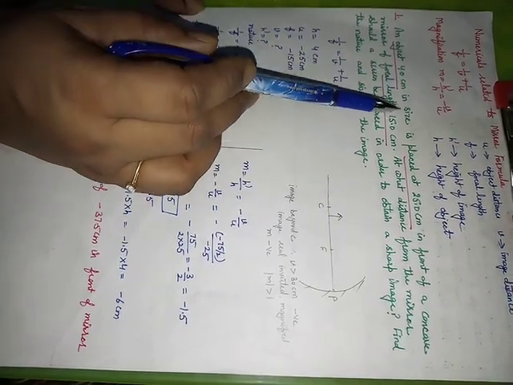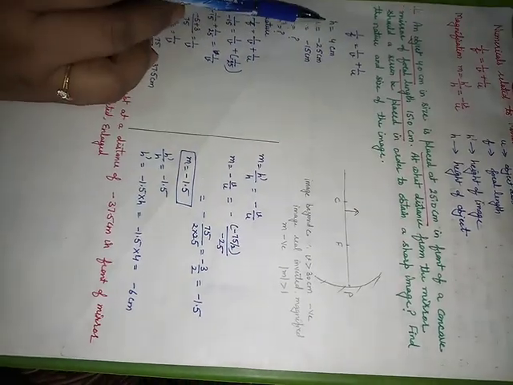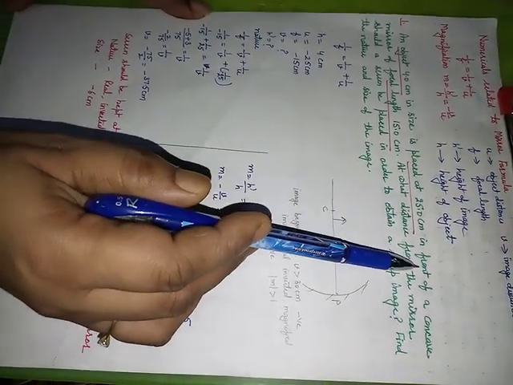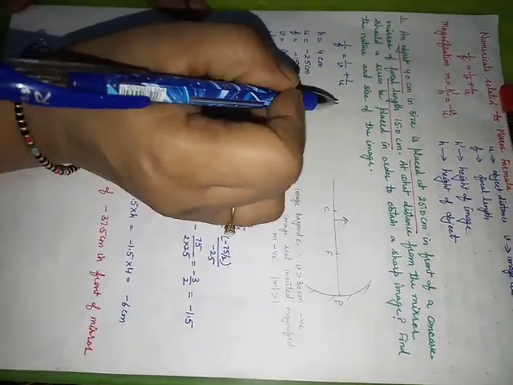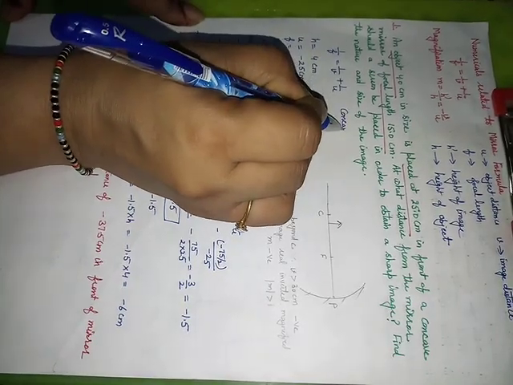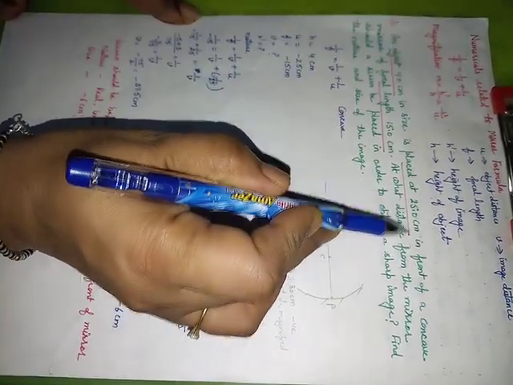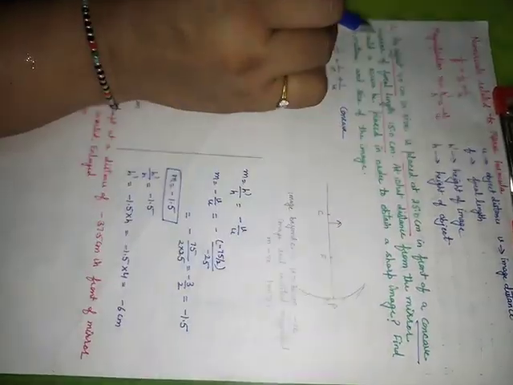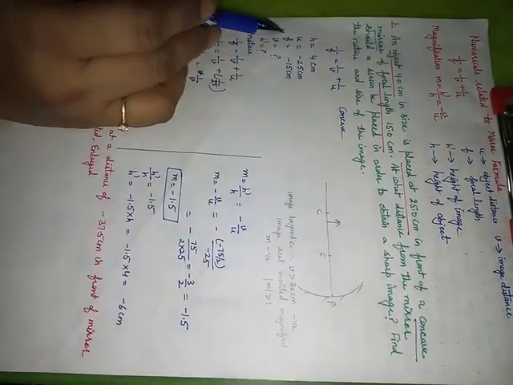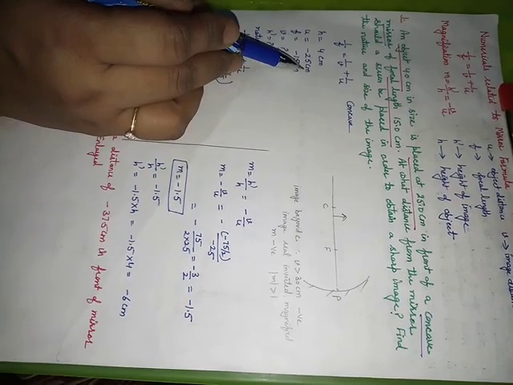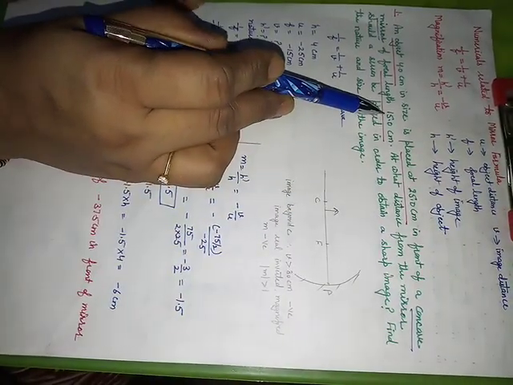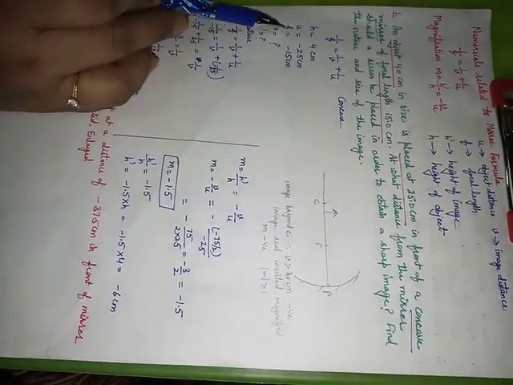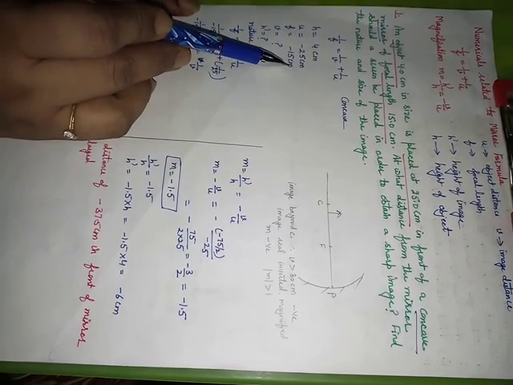4 cm is the size of the object. It means h is given to us. h is equal to 4 cm. It is placed 25 cm in front of a concave mirror. The mirror given to us is concave, and the object is kept 25 cm in front of the mirror. So this is the concave mirror, and this is the object distance u. So u will be minus 25 cm. The focal length of a concave mirror we will write with the negative sign. So f is equal to minus 15 cm.